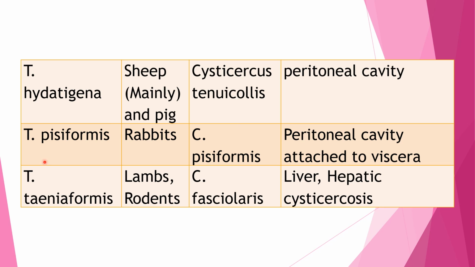In all these taenia, the definitive host is the dog, and the adult worms are found in the small intestine of the dog. The intermediate hosts are mainly domestic animals. They form the cyst, and the cyst is found in various parts of the body.